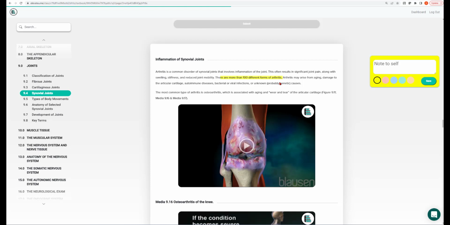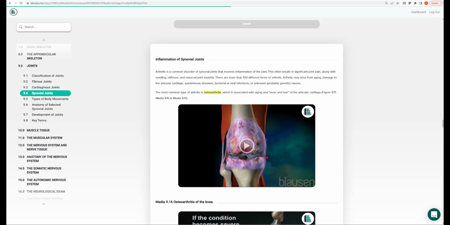Some of these are simply wear and tear, aging of our joints. Some are autoimmune diseases. Some are caused by infection. Some are genetic and really are unknown. The most common type of arthritis is osteoarthritis. Osteoarthritis is a type of arthritis we can all look forward to getting. This is simply normal wear and tear.